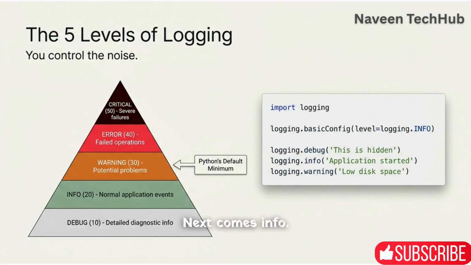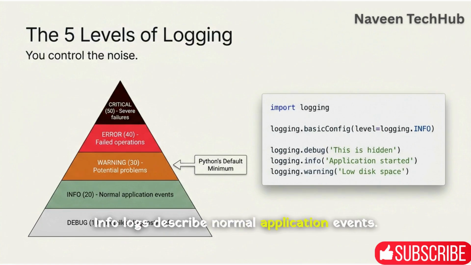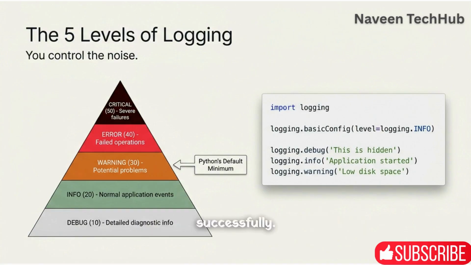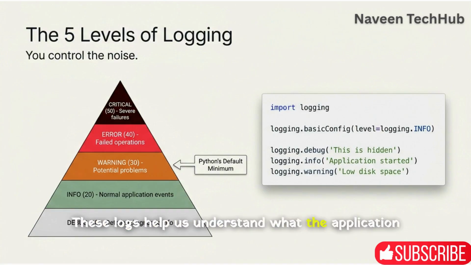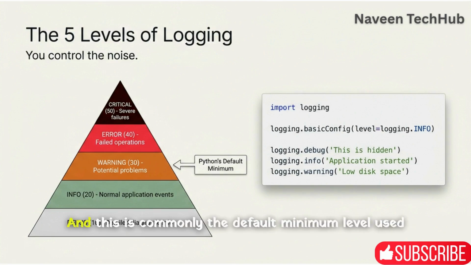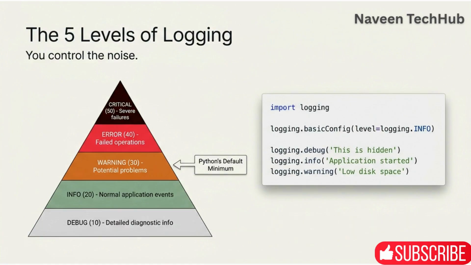Next comes info. Info logs describe normal application events. For example, application started, user logged in, database connected, workflow completed successfully. These logs help us understand what the application is doing normally, and this is commonly the default minimum level used in production applications.